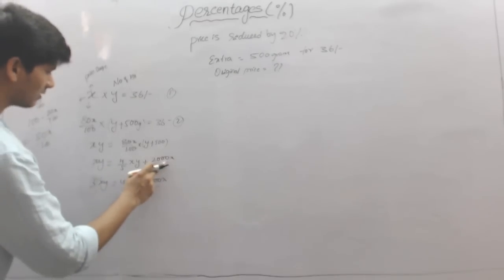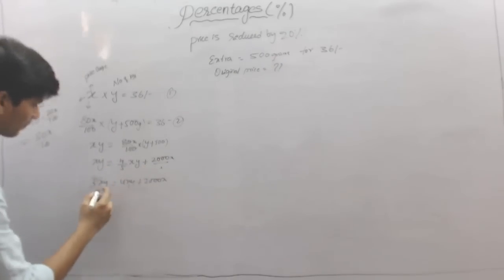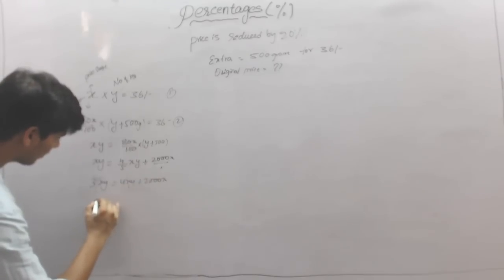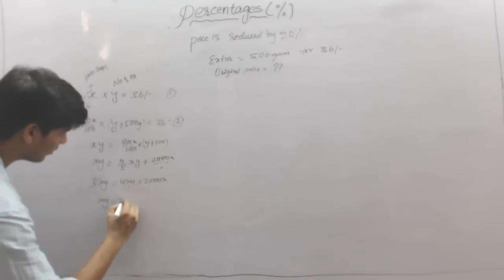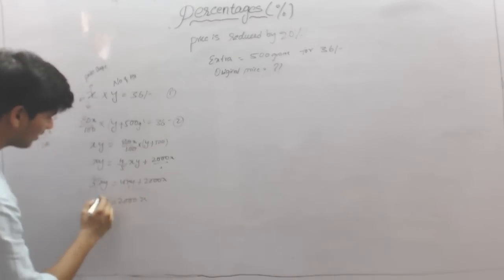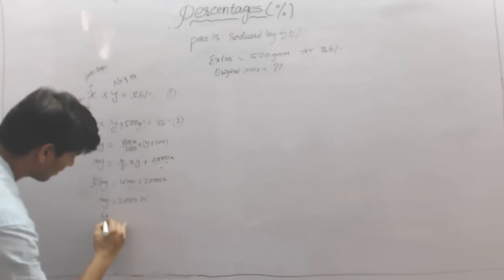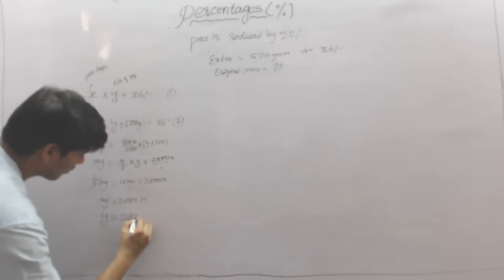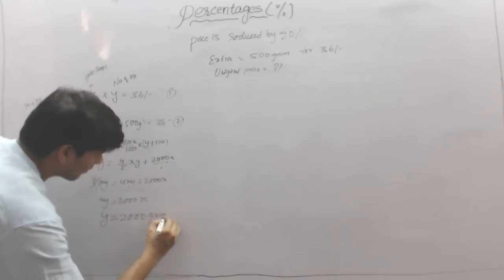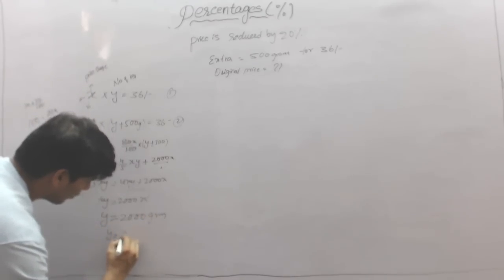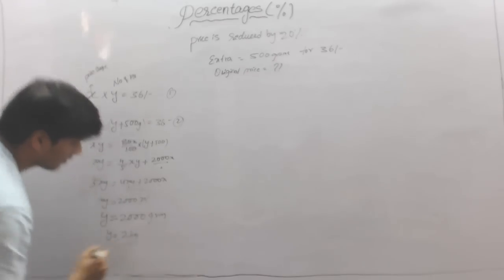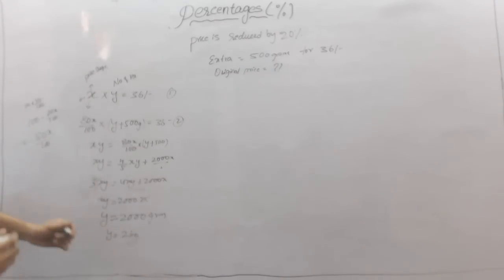So when you have taken this, 5 has gone. 5x minus 4x, xy is equal to 2000. X will get cancelled. Now y is equal to 2000 grams. That is, y is equal to 2 kgs. I hope you got clarity.